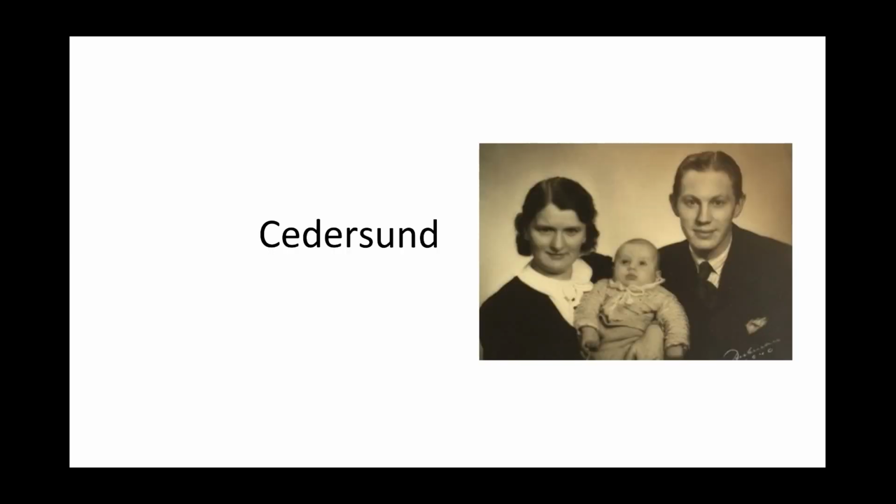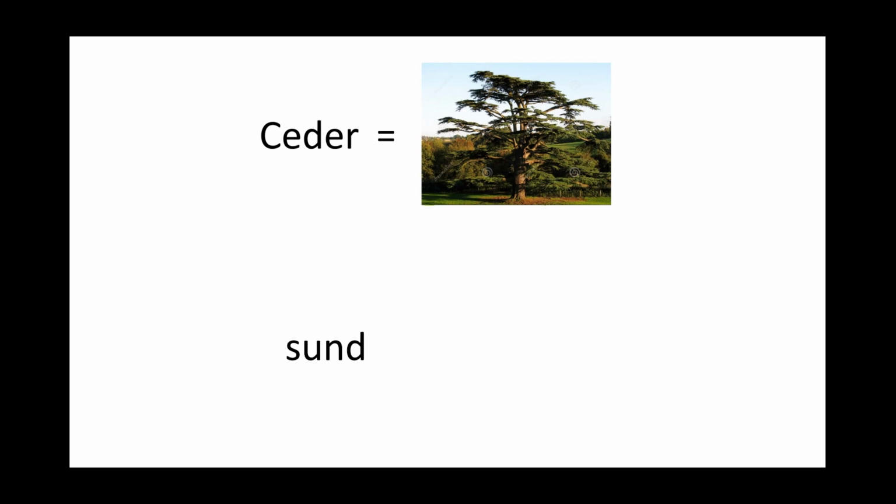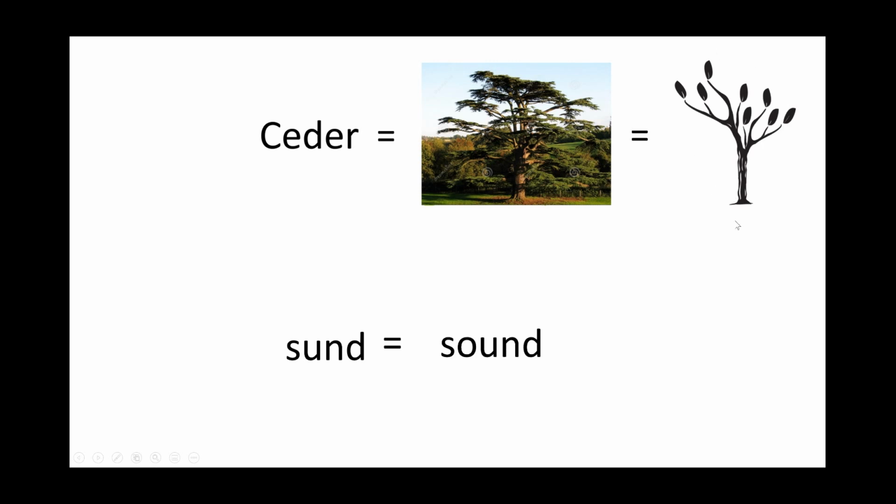So again, Cedersund is my last name, and it was given to my family, or taken by my family, by my grandparents that you see here in 1940. This picture was taken in 1940 when my uncle was just born. And Cedersund has two parts. The first is cedar, which is the Swedish version of the cedar tree, which is the reason why in the logotype there is a tree, the tree of knowledge.